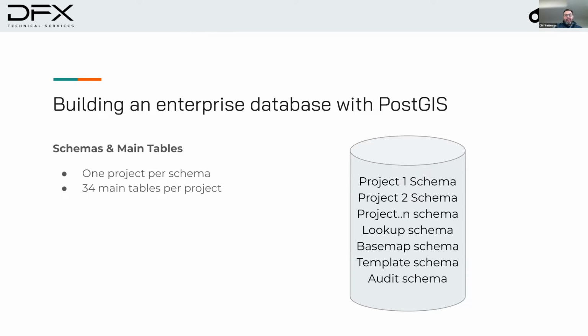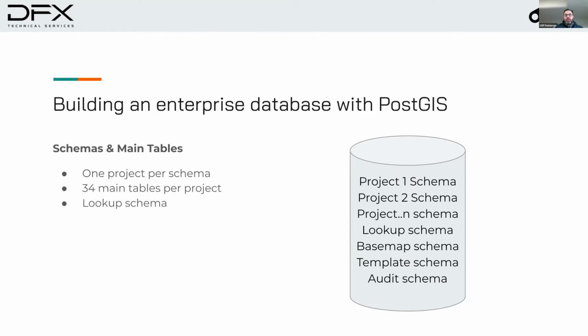Within each project schema, we have about 34 different tables that are all being digitized. Some of them aren't being used all the time. We will have some temporary layers that we're going to digitize. We have things that we use for printing when we're producing an atlas of the area of interest. And we also have a variety of other tables, including non-spatial tables.